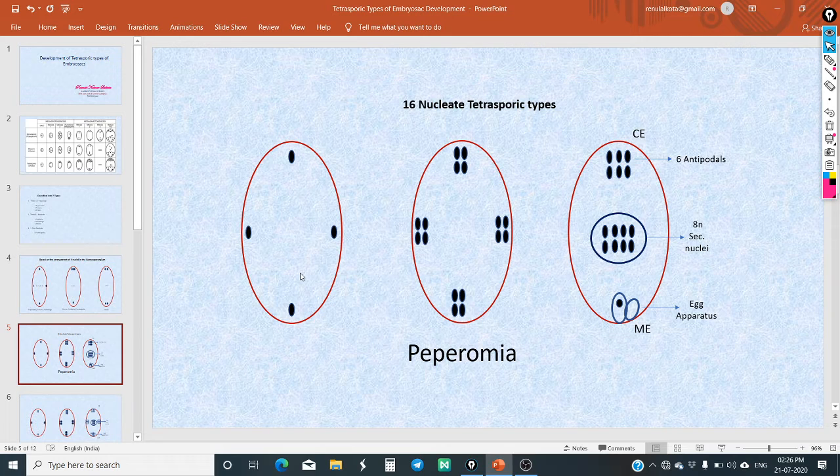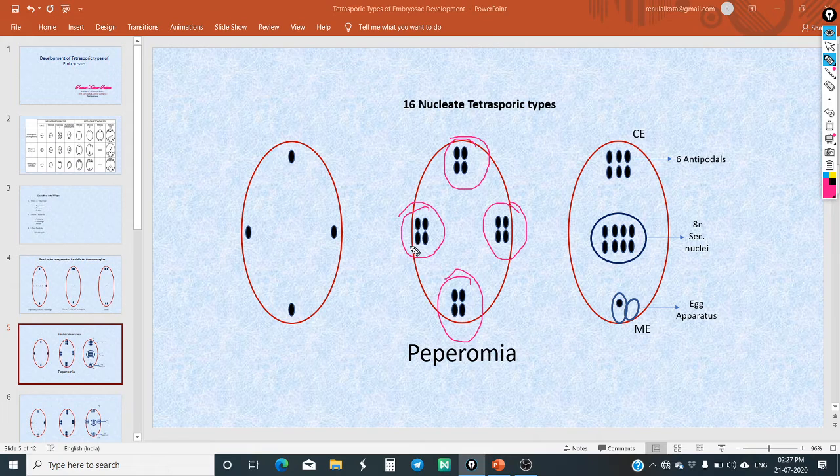Okay, so these 4 nuclei undergo 2 more mitotic divisions. These nuclei undergo 1 mitotic division, resulting in the formation of 2 nuclei, and again the 2 nuclei undergo 1 more mitotic division, resulting in the formation of 4 nuclei. See, as a whole, at each end you will find 4 nuclei. All these 4 nuclei at each end are formed after mitotic division. That means all the nuclei which are present within the megaspore cell undergo 2 mitotic divisions, resulting in the formation of 4 nuclei at each end.